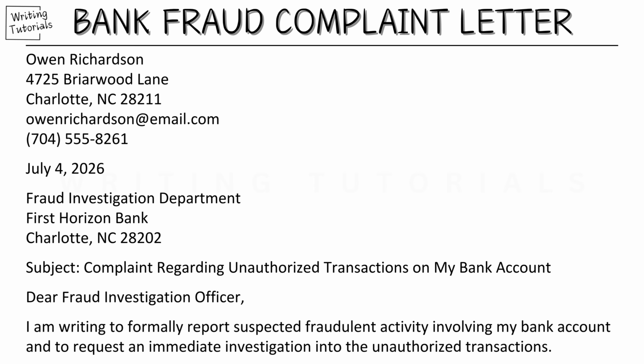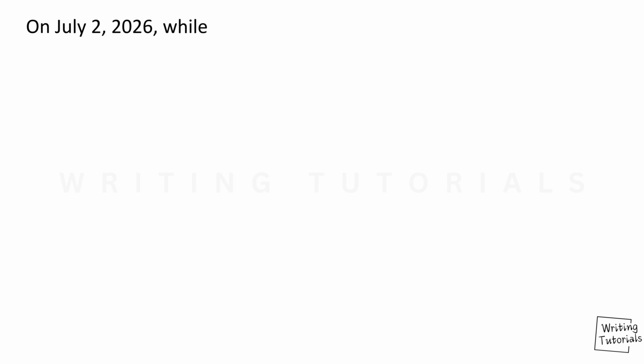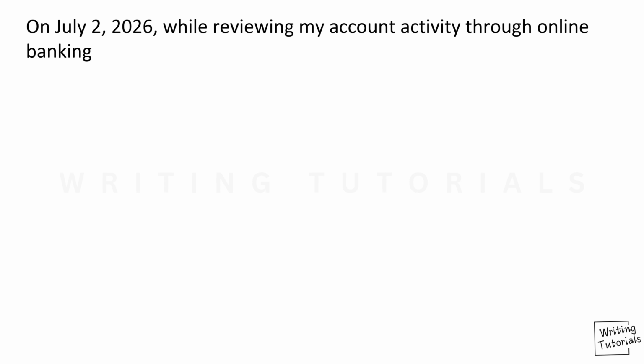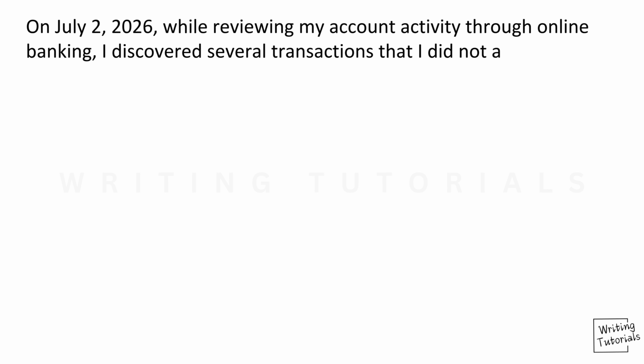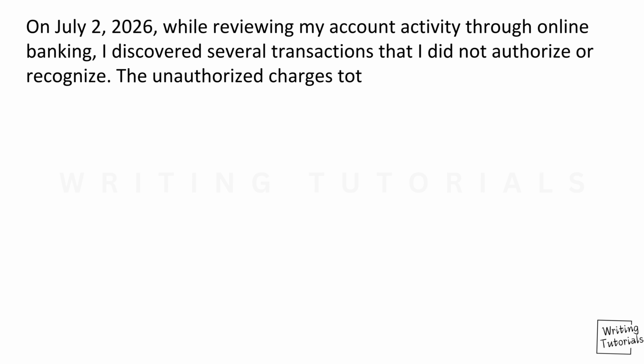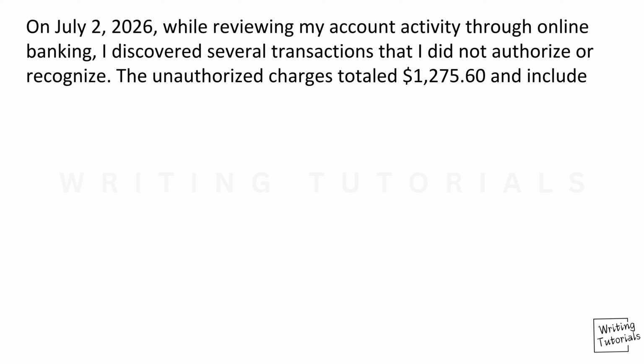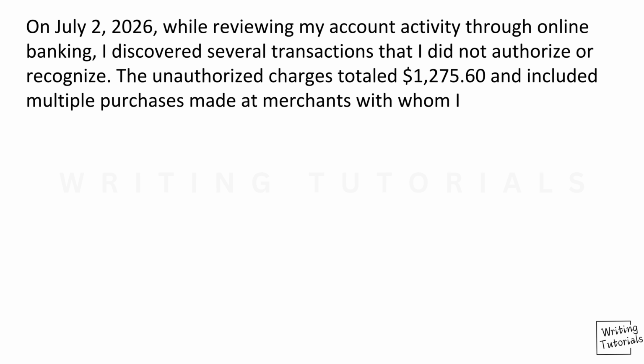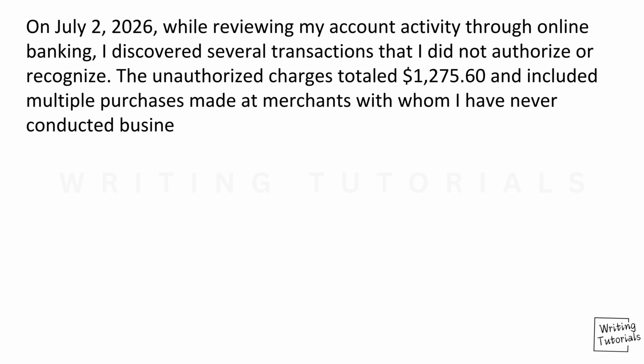Description of the unauthorized transactions. Now let's look at the next paragraph. This section explains exactly what happened. You describe when you discovered the suspicious activity, the total amount involved, the nature of the unauthorized transactions, and confirm that you did not authorize them. This is one of the most important parts of the complaint because it gives investigators the information they need to begin reviewing your account activity.